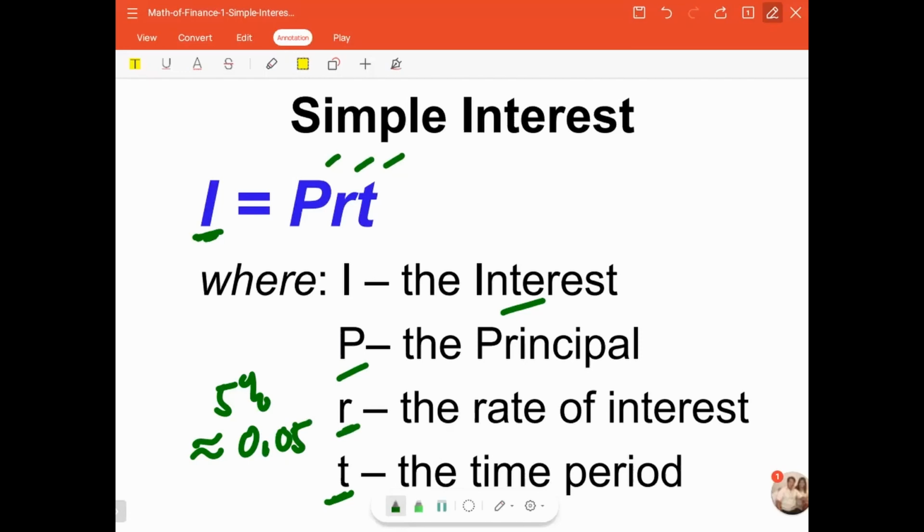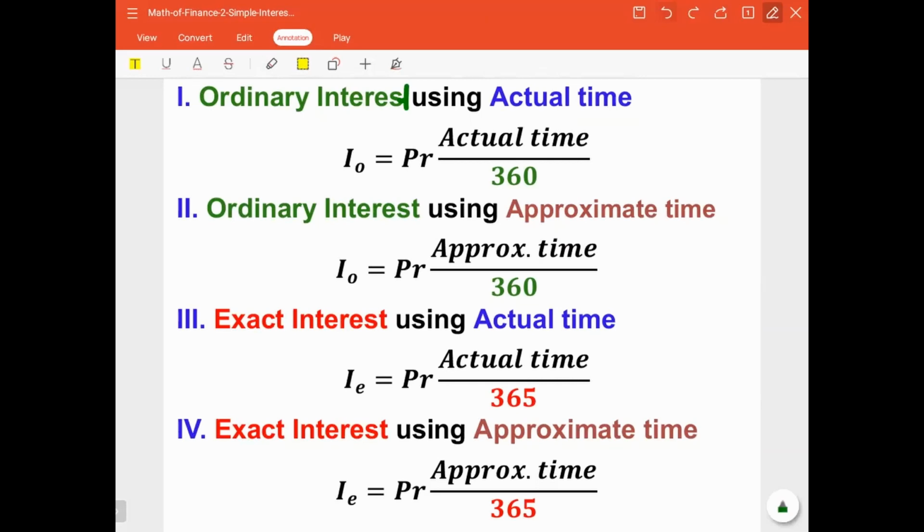When the given is in days or months, you need to convert this given time to years. Later, we'll be dealing with examples where we'll be needing to convert to years the time given in months or days. These are the four methods in computing simple interest given the time period between specific dates.